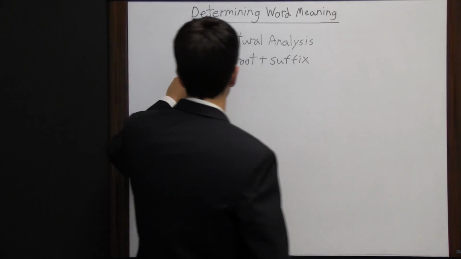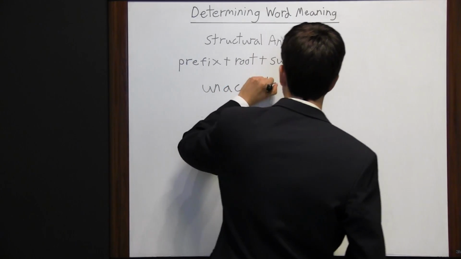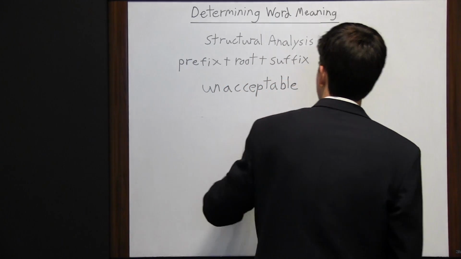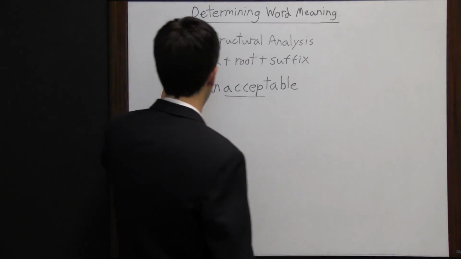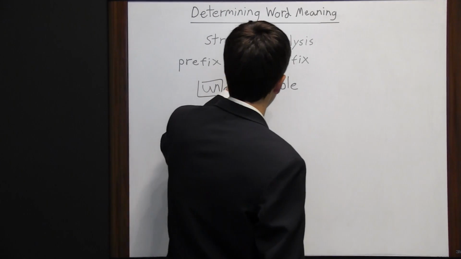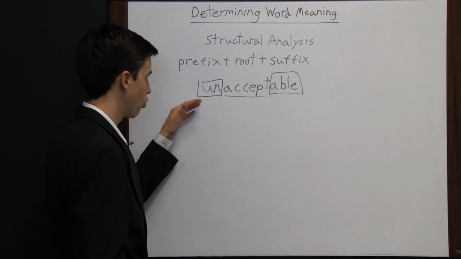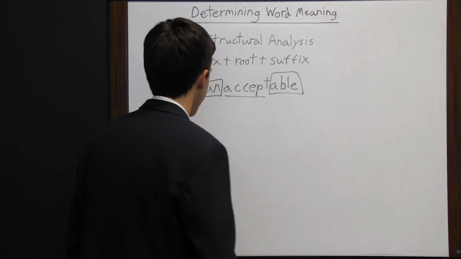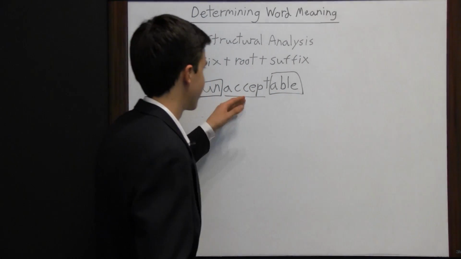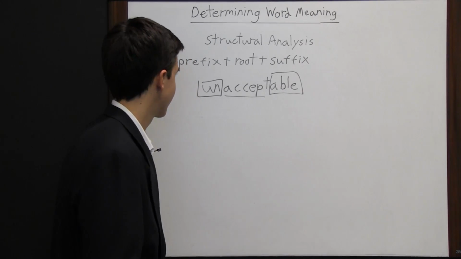So take the word unacceptable, for example. Here you have the root word, accept, because that can be a word in itself. And then here you have the prefix, un, and the suffix, able. The prefix is always going to come before the root word, and the suffix is always going to come after the root word. Now, notice I said the root word is the word that can stand alone. I understand that able can also stand alone and is a word, but in this case, it's a suffix.